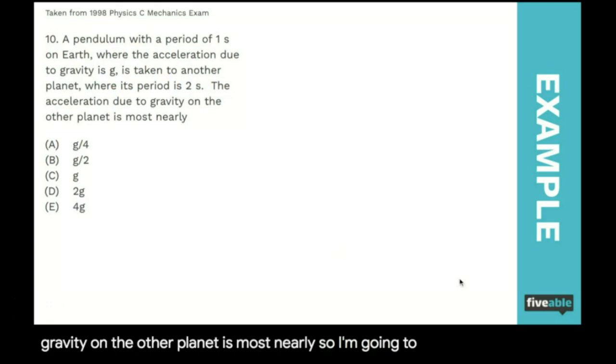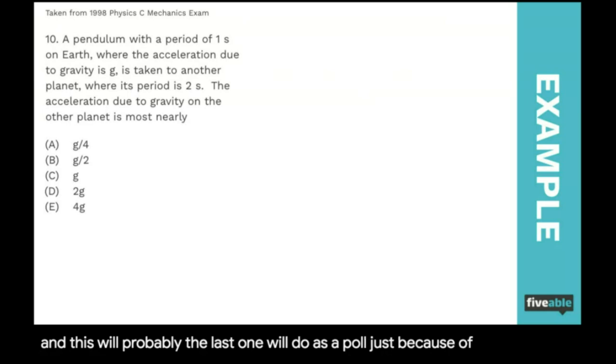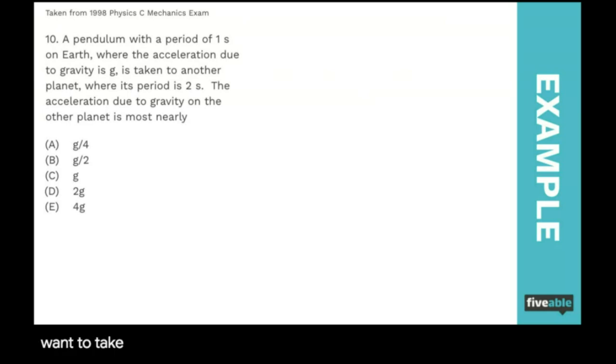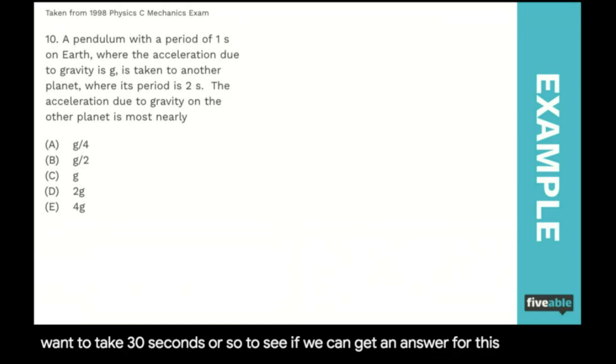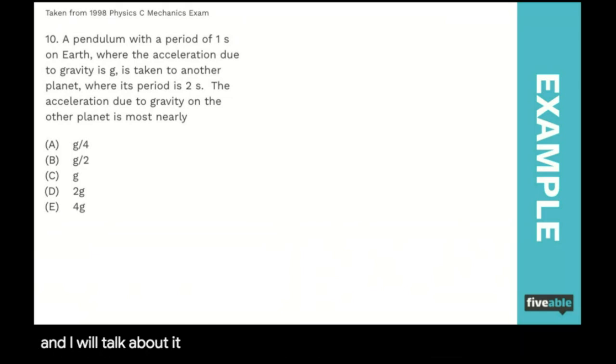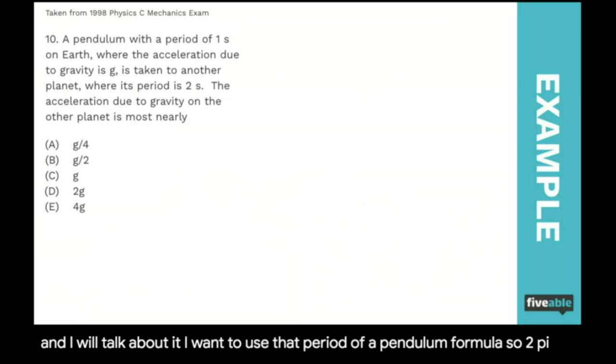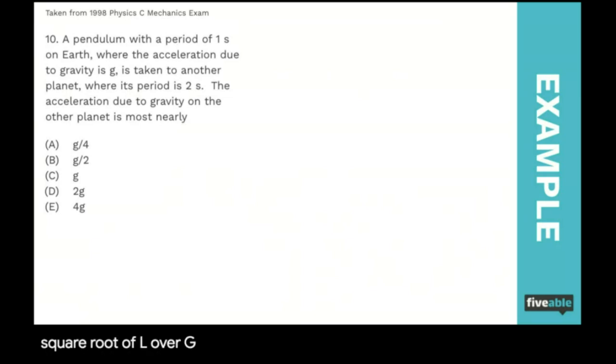So I'm going to give you 30 seconds, and this will probably be the last one we'll do as a poll, just because of time. If you want to take 30 seconds or so to see if we can get an answer for this one, and then I will talk about it. You're definitely going to want to use that period of a pendulum formula, so 2 pi square root L over g.